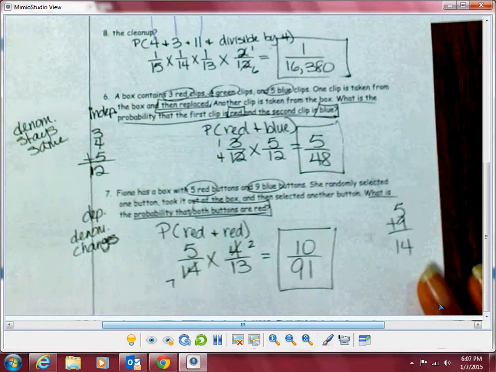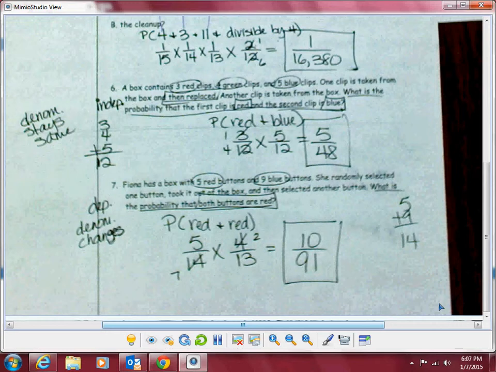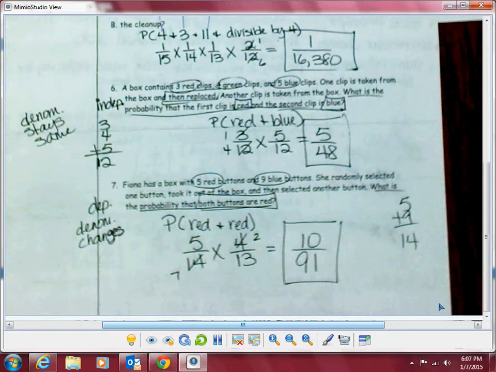Okay, last problem is number 6 and 7. On number 6, we had the box containing 3 red, 4 green, 5 blue. It said 1 is drawn and then replaced. So if it's replaced, that means it's independent probability. The denominator is not going to change.